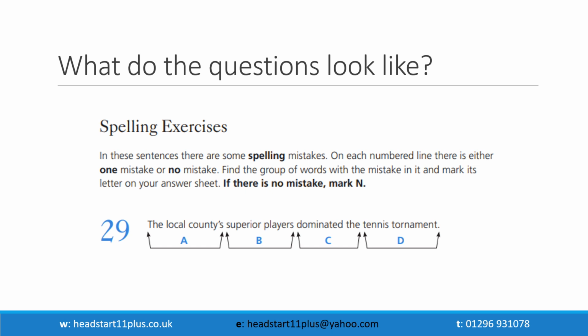Now this works the same for the punctuation. Let's say, for example, that the apostrophe wasn't needed in counties at the start, then your answer would be A because the punctuation error has happened above the A box. You're also given an N option for none. So if you read the sentence and you say there are no punctuation errors or no spelling errors, depending which section you are doing, then you can put N down as your answer.